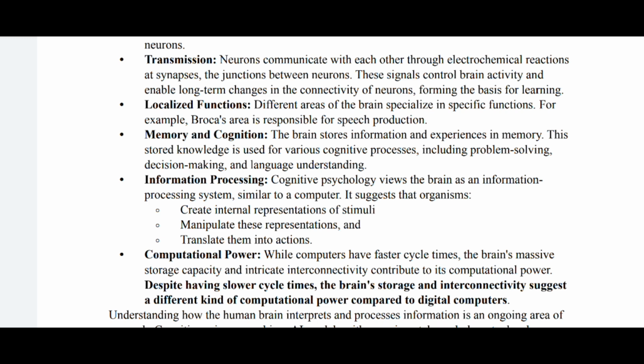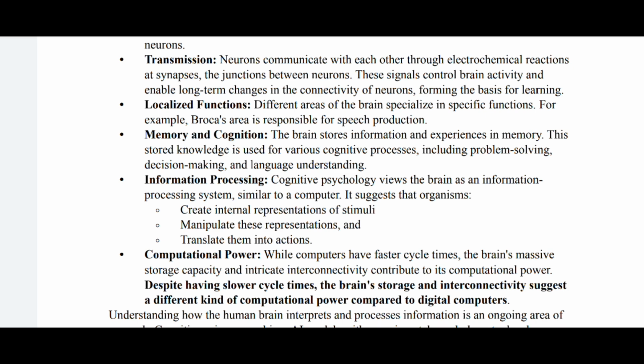So memory for cognition: how information is stored and how it is experienced in memory. This is stored knowledge, and it involves various cognitive processes. Memory and cognition interact with each other, and it is about how these processes are working, including problem solving and decision making.